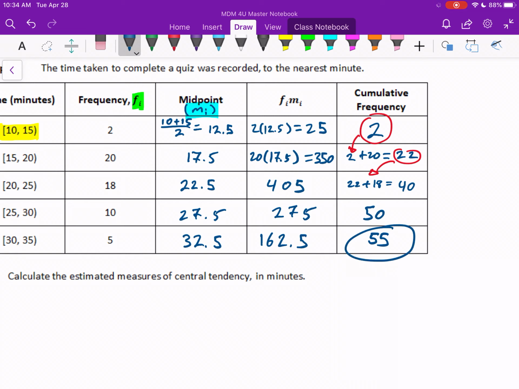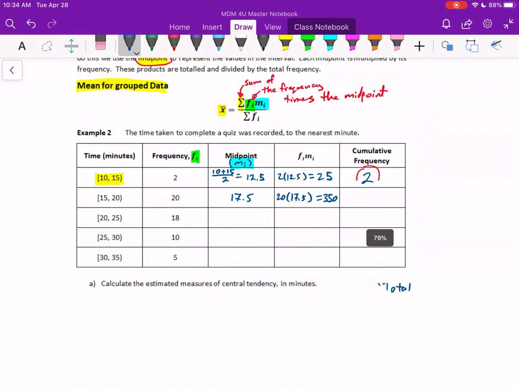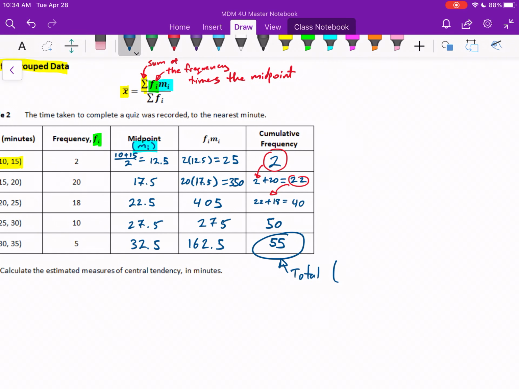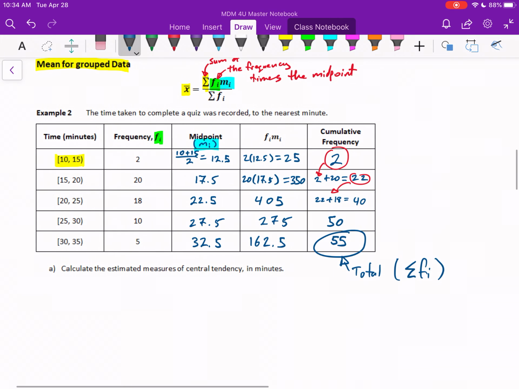This is the total. So this is what is meant by sigma Fi, the sum of the frequencies. So we've just calculated the denominator here. That's why we want that cumulative frequency. All right, so now we want to calculate the estimated measures of central tendency in minutes.